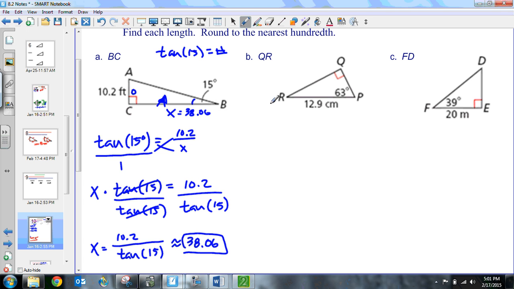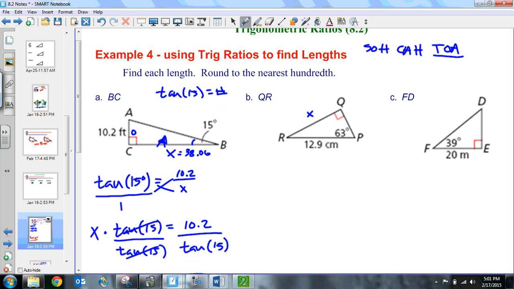All right, now let's do the same thing over here for QR. I'm going to call this X. You're given 63 degrees here. Let me change up colors here. Let me go red. This is called X. This is 63 degrees. Given this angle of 63 degrees, I am given the opposite side, and I'm given the hypotenuse. So that tells me that I can use my sine function because it's SOH. I have the opposite side and the hypotenuse.